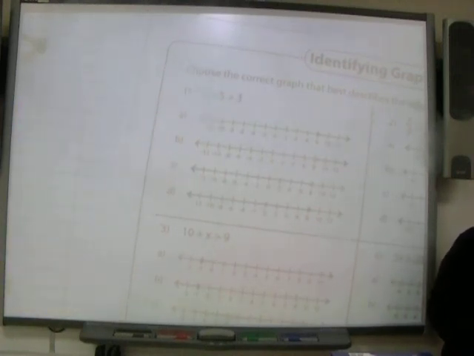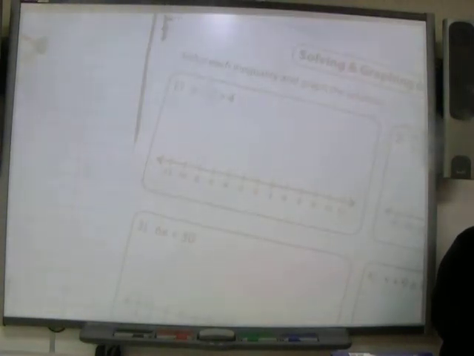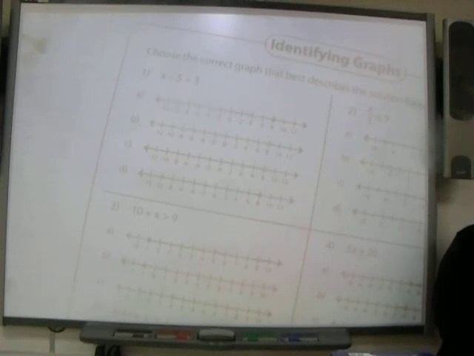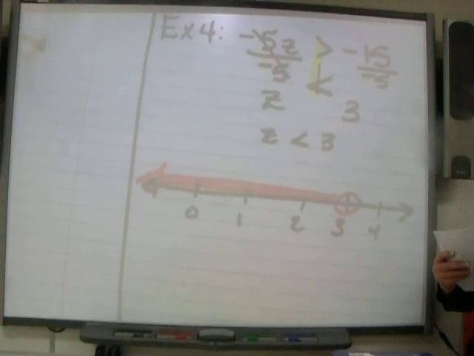Any questions? There are 8 on each side. It doesn't matter which side you start on. Again, any questions before I come around? Okay, once you get started, if you have questions, raise your hand and I'll come around and help you.